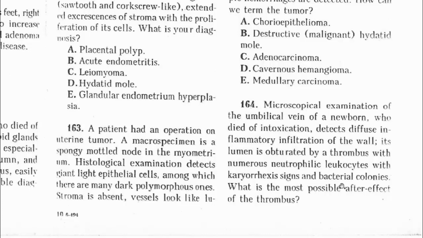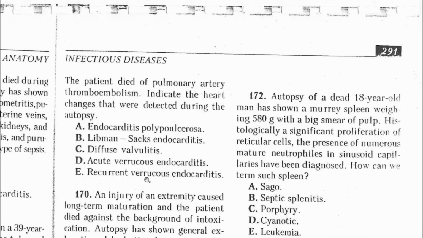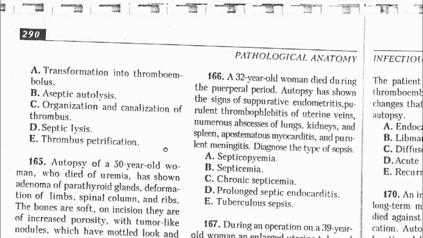Now, karyorrhexis simply means destruction of the nucleus of a dying cell. So what is the most possible after effect of the thrombus? Usually when we talk about intoxication, it is due to what? Sepsis. This is due to sepsis. So what is our answer? Of course, the answer is septic lysis.